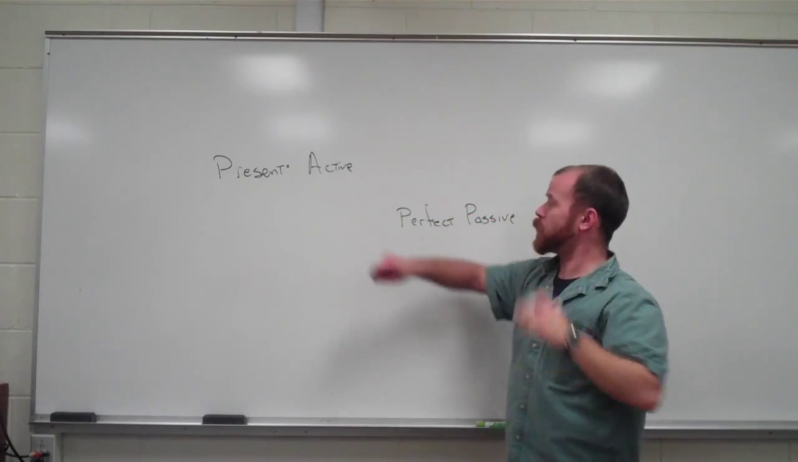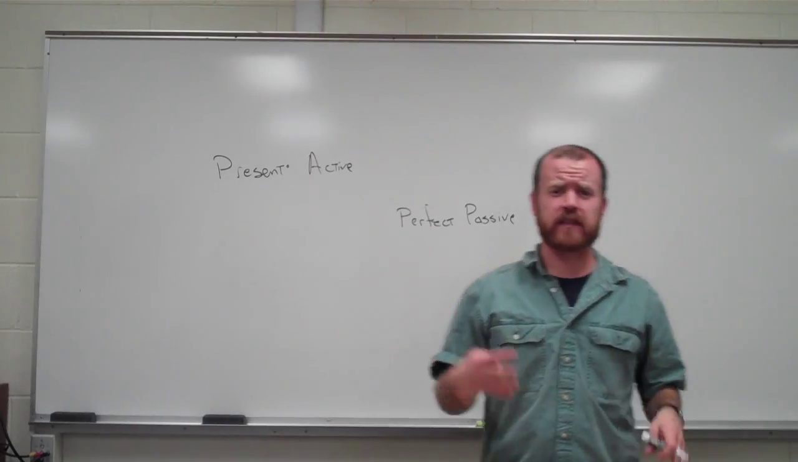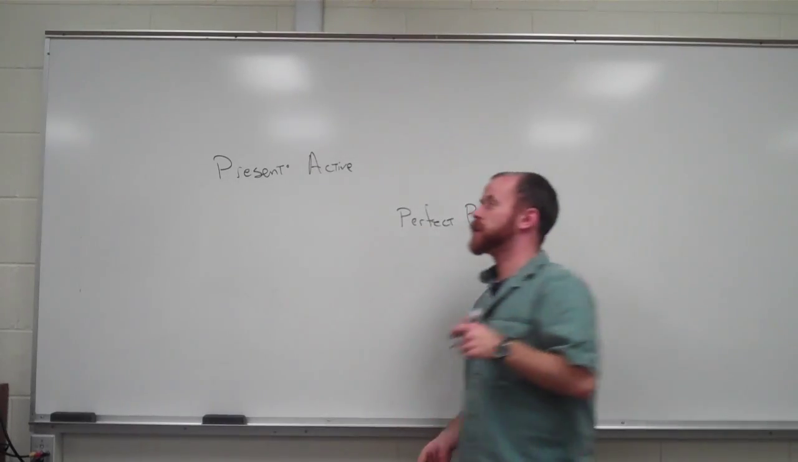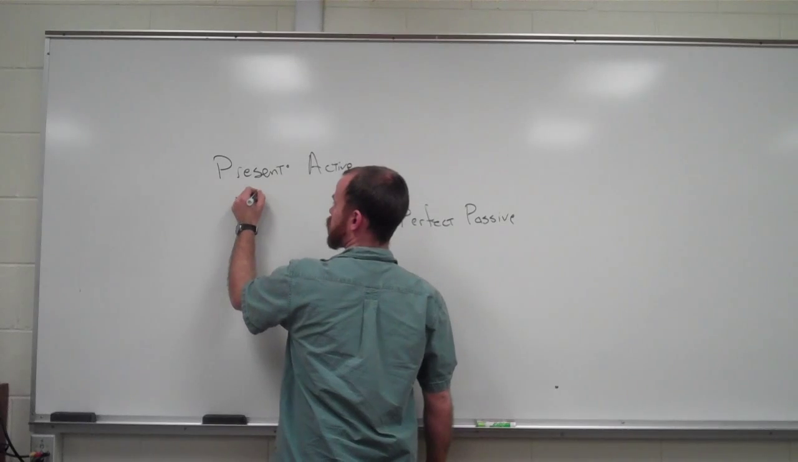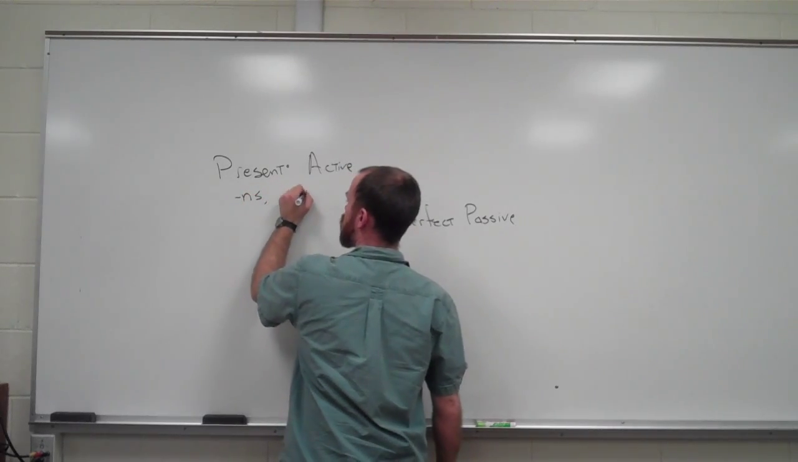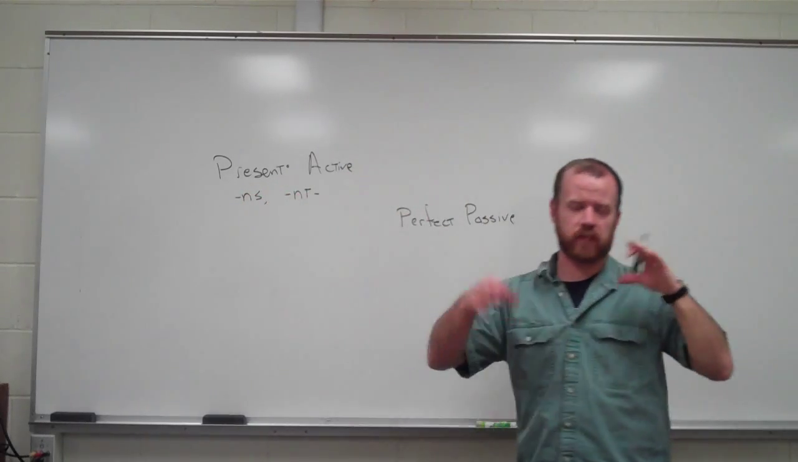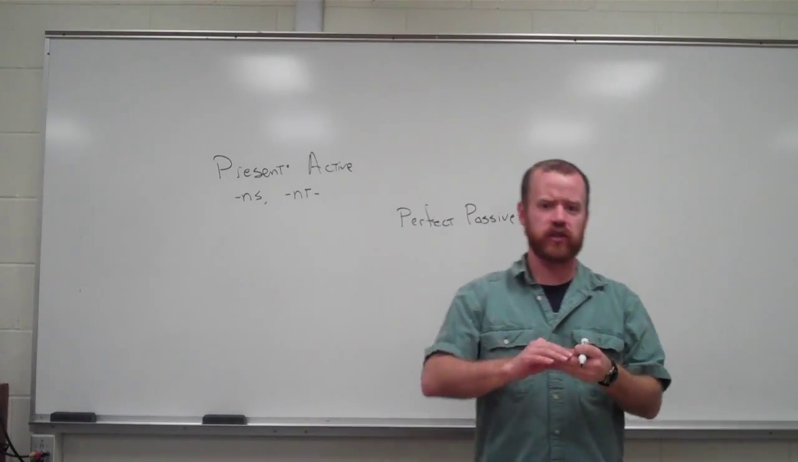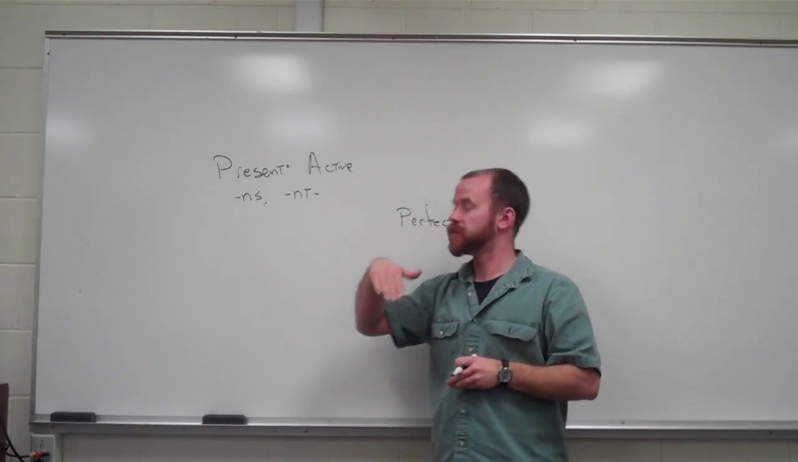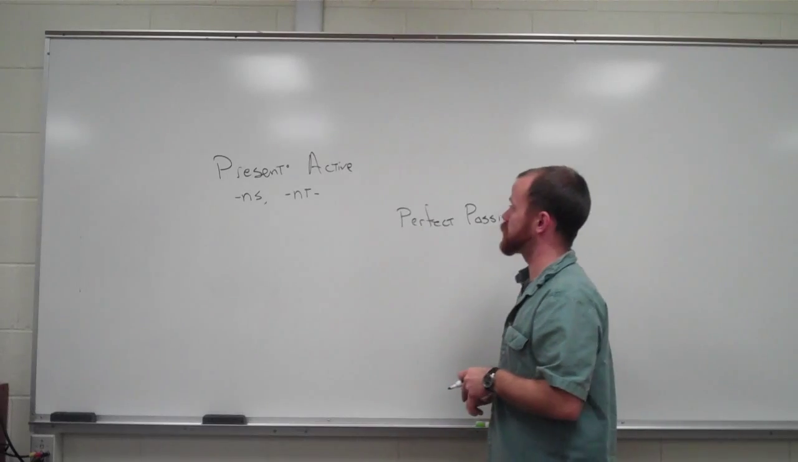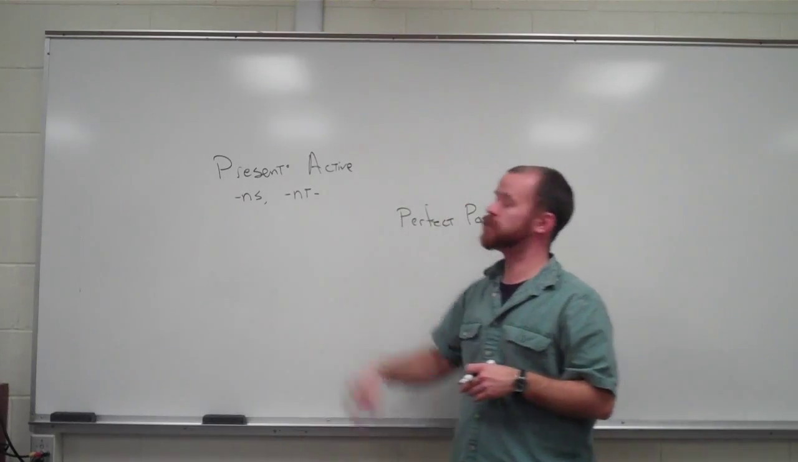Now, what is the identifying mark of the present active? Good. It's either an NS in the nominative form or an NT as a part of the stem for all the other forms, the genitive, dative, accusative and ablative. So you'll see one of these two forms.